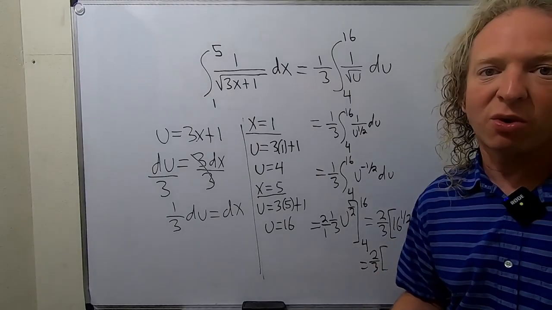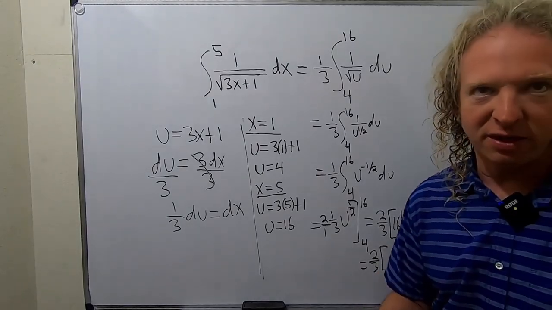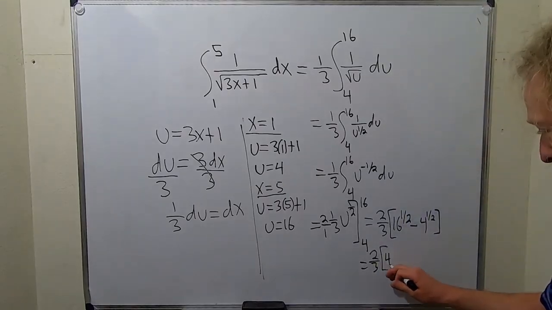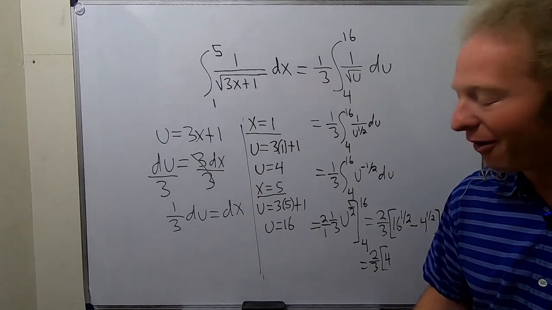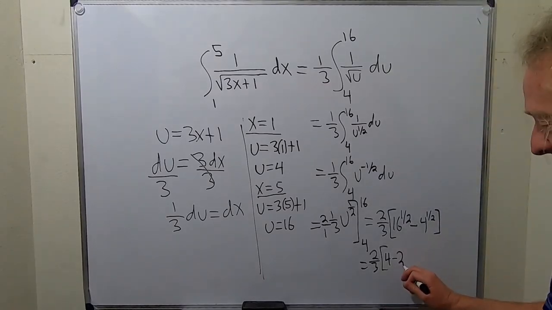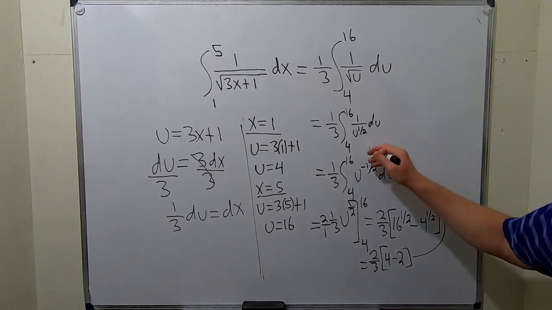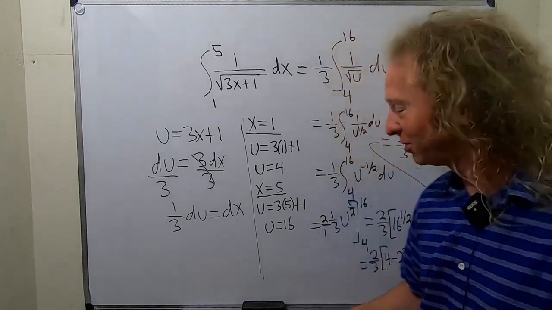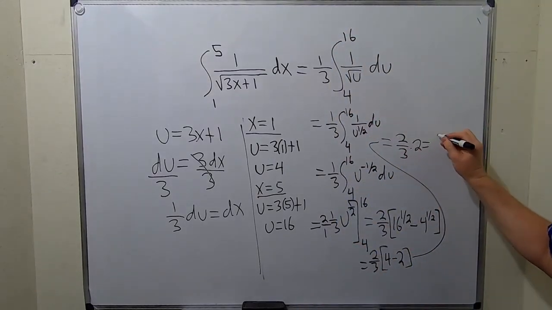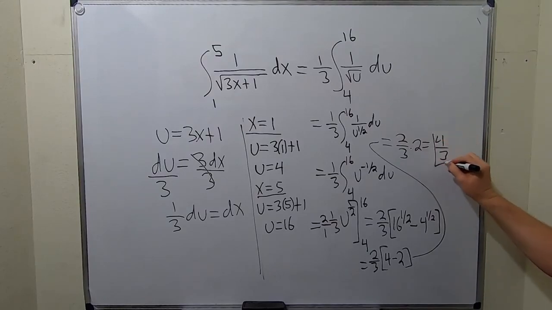16 to the 1/2 is the square root of 16. That's going to be 4. Right, 4, because 4 squared is 16. And 4 to the 1/2 is the square root of 4, which is 2. So you get 4 minus 2. So this is 2/3. 4 minus 2 is 2, so we get times 2. 2 times 2 is 4. So we end up with 4 over 3.